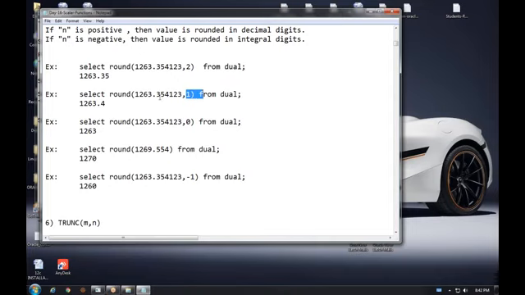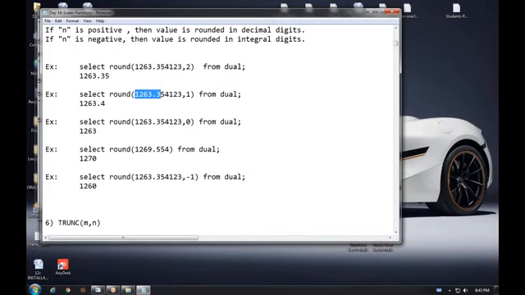Here in the next example, how many decimal digits do you need? 1 digit. What is the first digit here? 3. But in the result you are seeing 4. 1263.3 is the actual answer, but it is displaying 1263.4. Why? There is a reason.